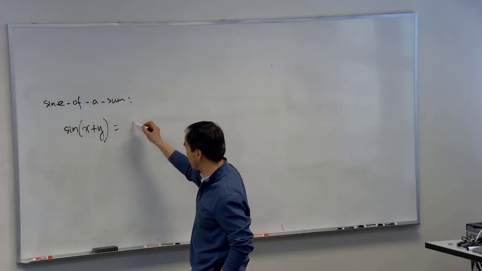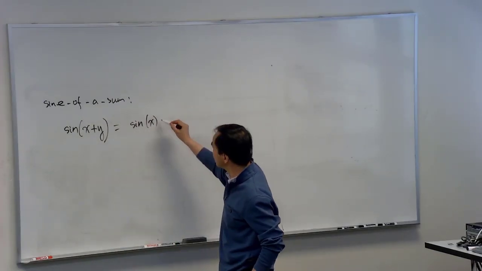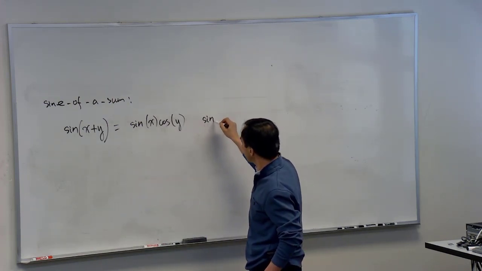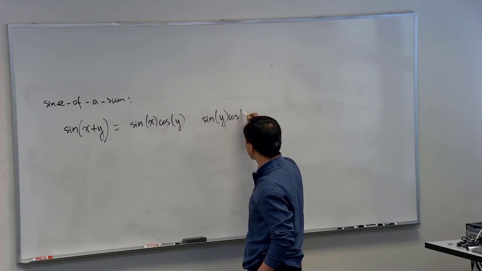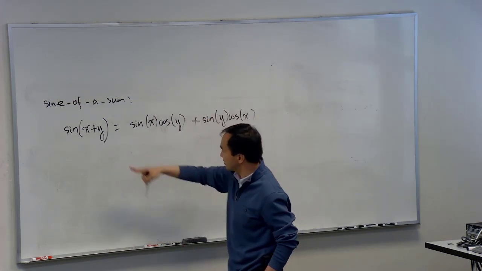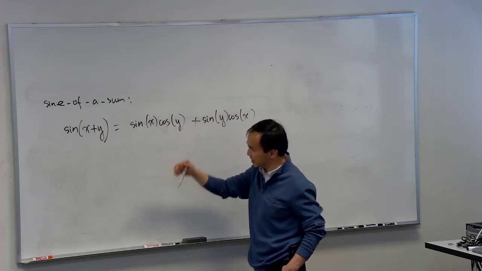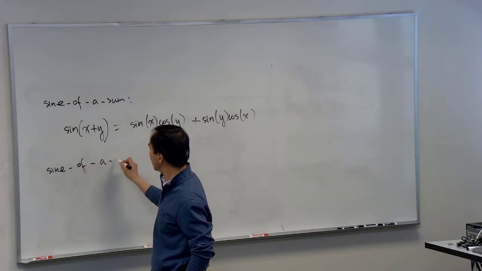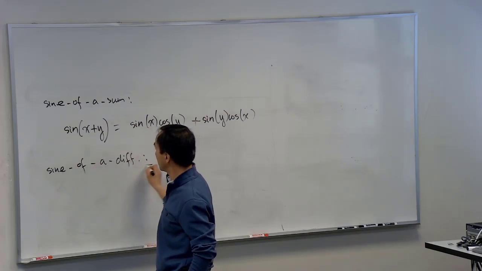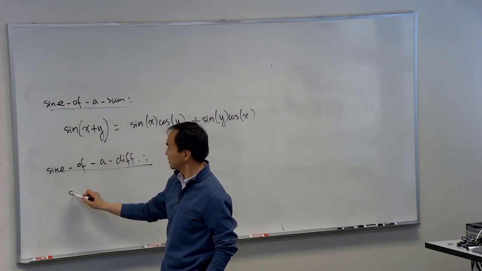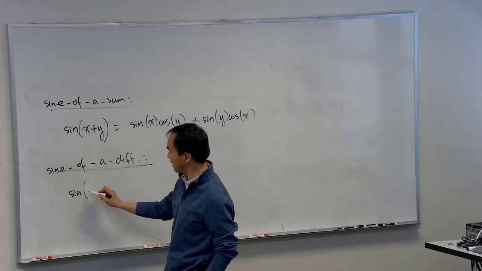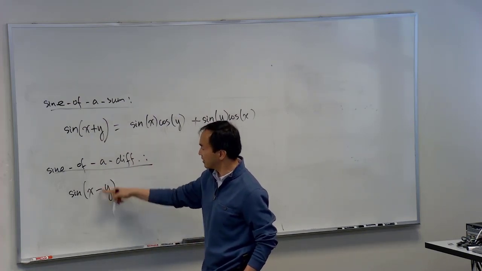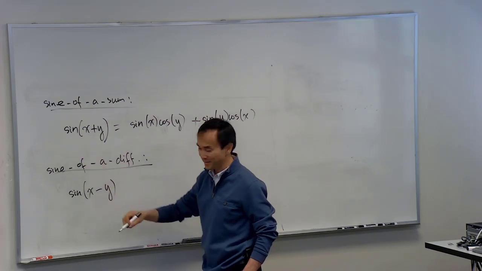What does it equal? It equals sine of x times cosine of y, and then sine of the second angle, y, times cosine of x. And then we're adding. So adding goes with adding, and it goes sine and cosine. In the same way, with sine of a difference, I purposely wrote them so they line up with each other, even though they're two separate formulas. Sine of a difference.